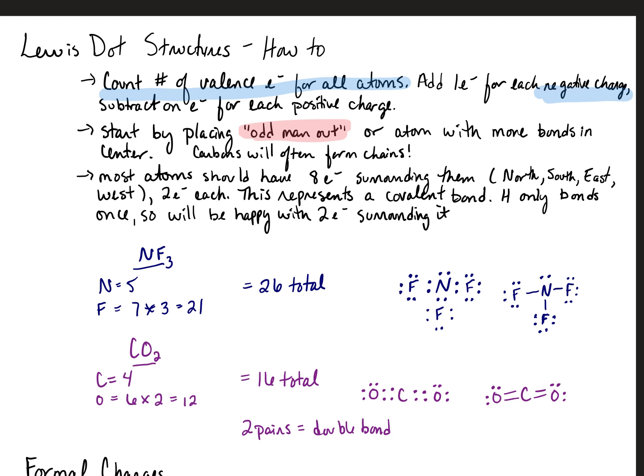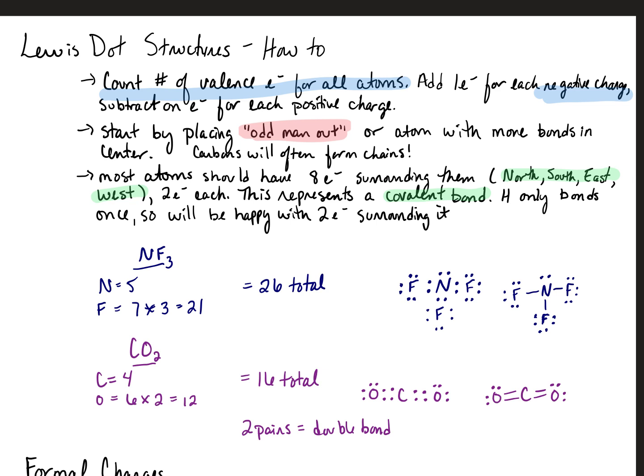Never put hydrogen in the middle because, as I said, it has to be on the outside. Most atoms should have 8 electrons surrounding them, and I put them, I assume, northeast, south, and west with 2 electrons each. So that's going to represent a covalent bond. So we're going to move into almost like thinking in 4s or 8s, depending on how you think of that. And as I said, hydrogen only bonds on the outside.